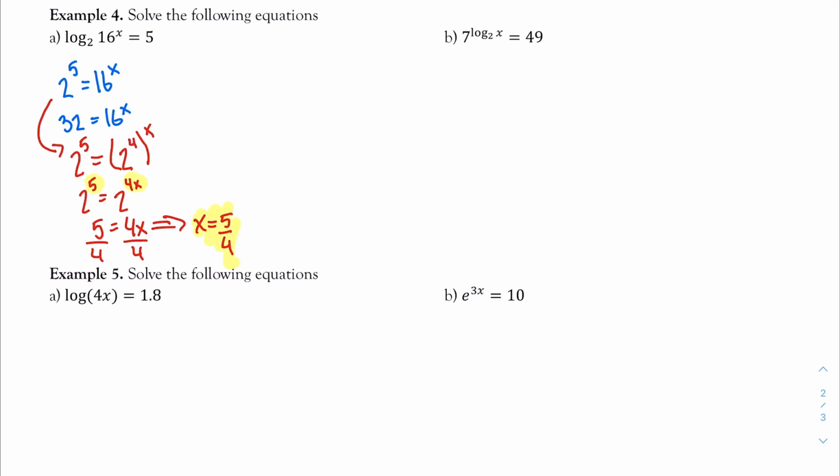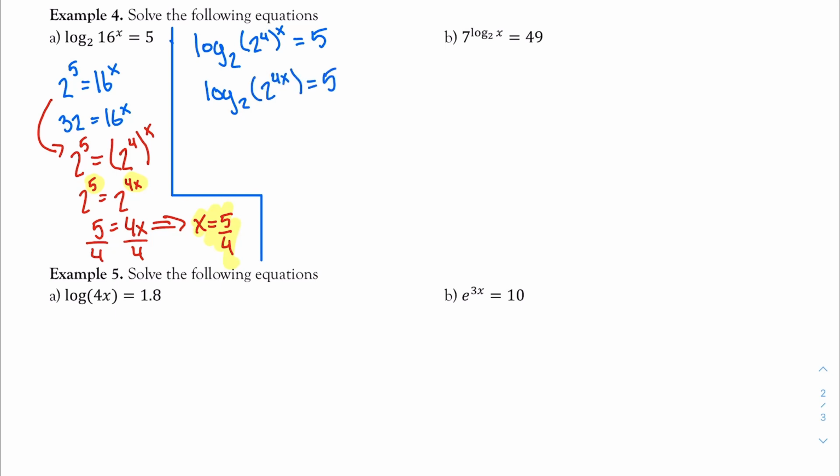The other way I might approach this is going ahead and using my properties of the logarithm. So let me go ahead and draw a dividing line to show that this is our second way of dealing with it. If I look at my log equation, I might recognize that 16 can be written with a base of 2. That is, I could write this as log base 2 of 2 to the 4th to the x power is equal to 5. So I have the same equation, which if I clean it up a little bit, gives me log base 2 of 2 to the 4x power is equal to 5.